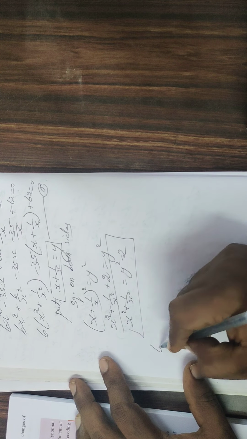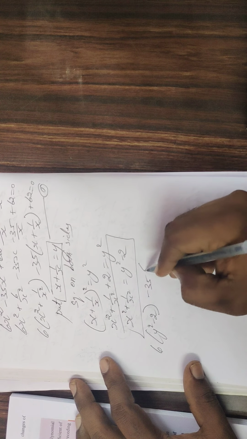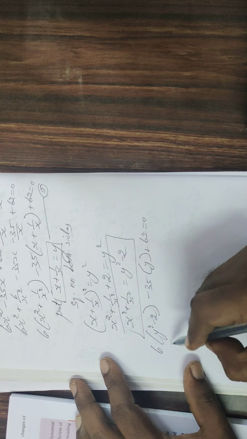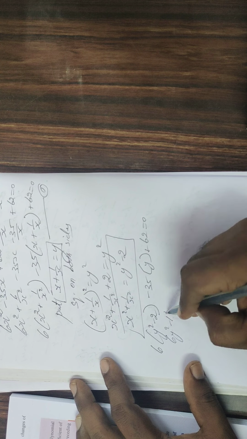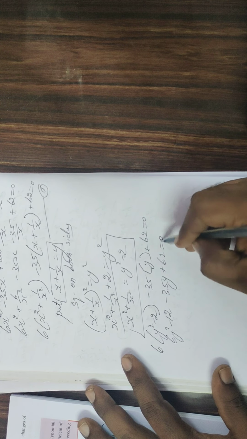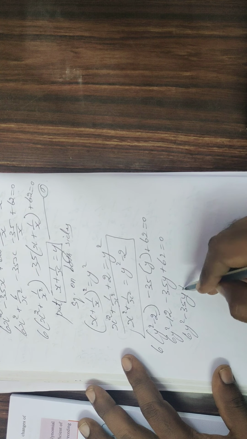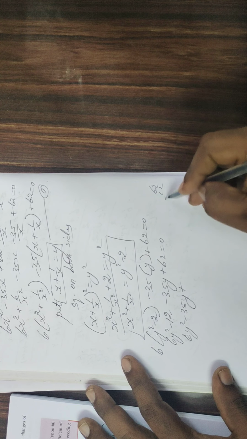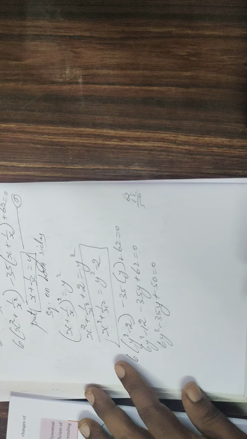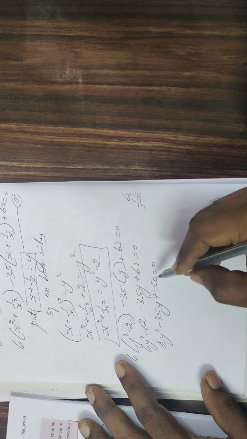So what will we get? 6 into y square minus 2 minus 35 into y plus 62 equal to 0. Multiply: 6y square minus 12 minus 35y plus 62 equal to 0. So 6y square minus 35y plus 62 minus 12, that is 50, equal to 0. Now 50 can be written as a whole factor, here 6, 35, 50, am I right?